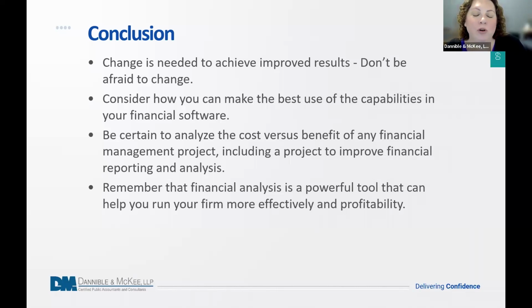Consider how utilizing your software best can make your lives a lot easier. A lot of this reporting is already in there. Be certain to analyze the cost versus the benefit of any financial project before making any decisions.